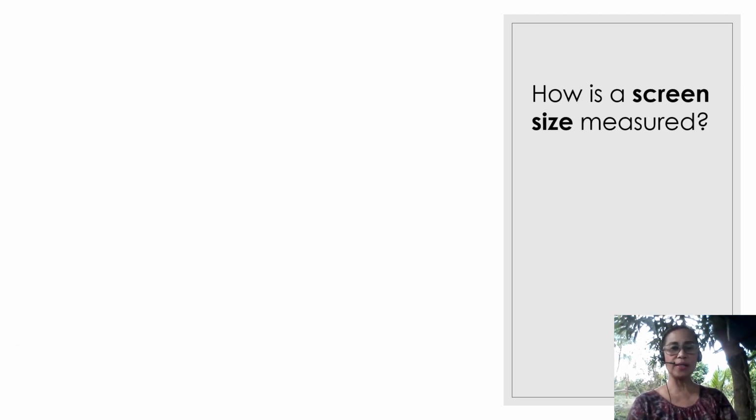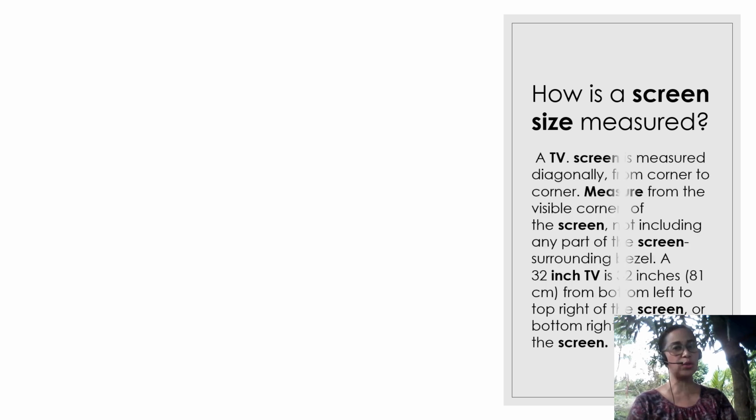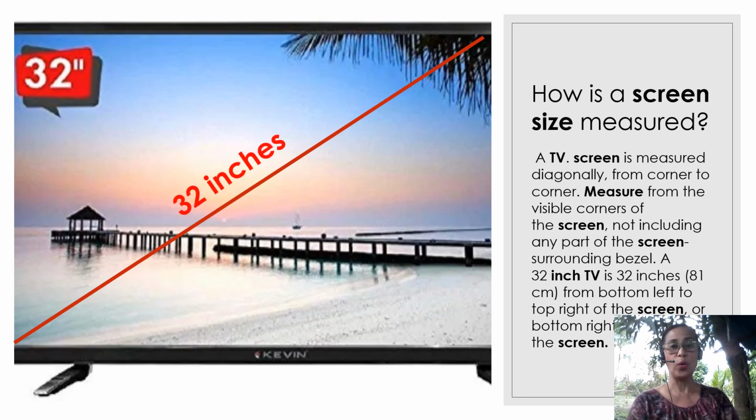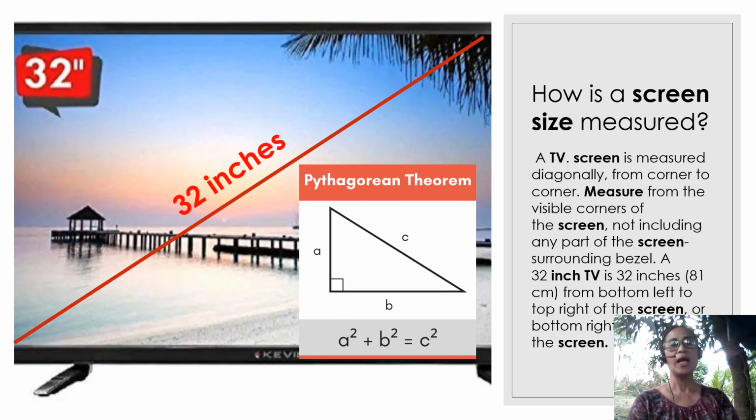The screen size of your television set is measured by its diagonal. The diagonal is the segment that is formed from one corner to the opposite corner of the TV set. So in this case, this is measured as 32 inches, which reminds us of the concept of the Pythagorean Theorem. Let me move on to the Pythagorean Theorem.